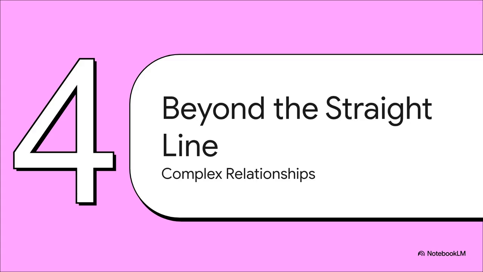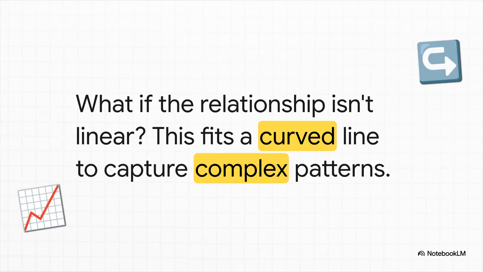Okay, so we've got straight lines for predicting numbers and straight boundaries for classifying things. But let's be real, the world is not always so simple and neat. What happens when the relationships in our data get way more complex? Yeah, sometimes the true pattern between our inputs and outputs is a curve, not a straight line.